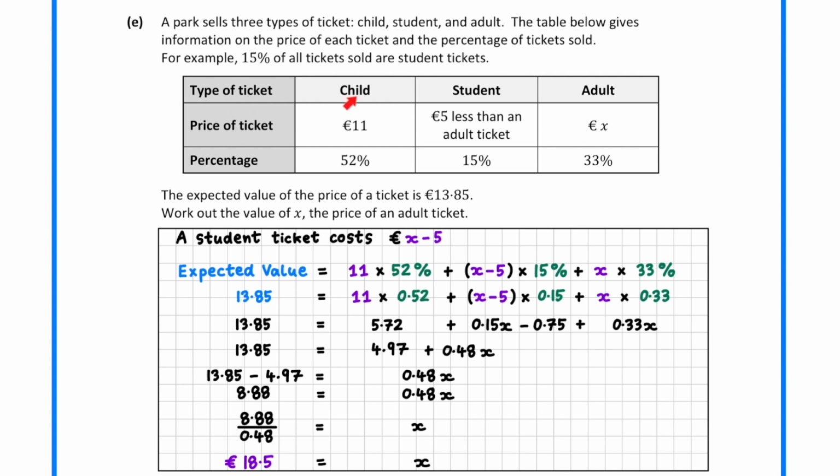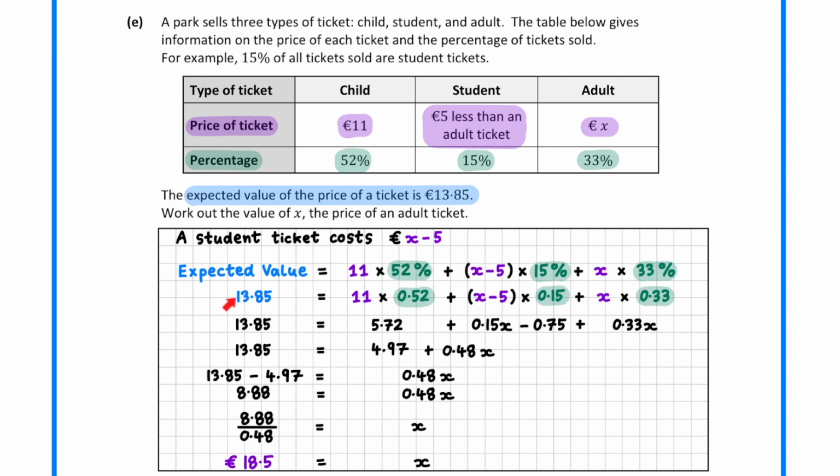In E, a park sells 3 types of ticket. We are given the expected value of the price of a ticket, and we must use this to find out X, the price of an adult ticket. To find an expected value, we begin by multiplying each price by the corresponding percentage. For the child ticket, we get 11 times 52%. For the student, we get X minus 5 times 15%. And for the adult, we get X times 33%. The expected value is equal to the sum of these 3 terms.